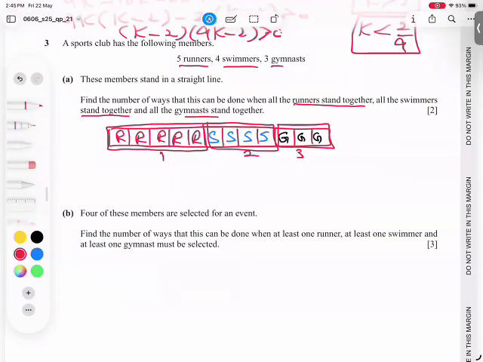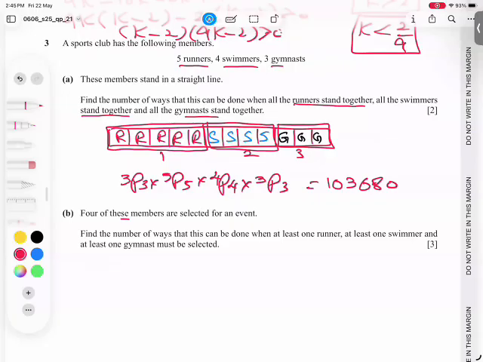It's very clear. These 3 groups can shuffle, so that is 3P3, naturally. But these 5 people can shuffle inside, 5P5, and these 4 people can shuffle inside, so 4P4, and then the 3 gymnasts shuffle inside, so 3P3, and that's it. So if we check it, 3P3, 4P4, 5P5, and 3P3, the final answer is 103680.